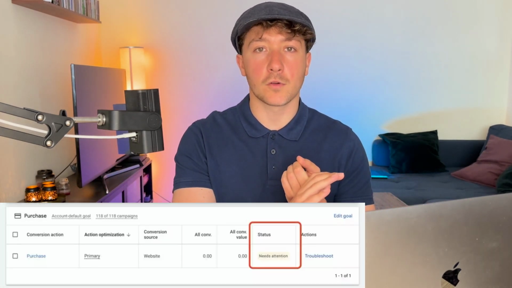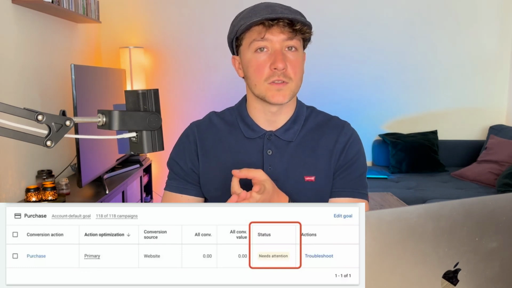And if there are problems with the conversion tracking, for example, purchases or lead forms aren't tracked or the conversion value isn't transmitted, then the algorithm just lacks this success signal. And this means that if it can no longer reach the goal, it will limit the campaign and consequently limit the number of impressions. So what can you do? Please make sure that your conversion tracking is working.